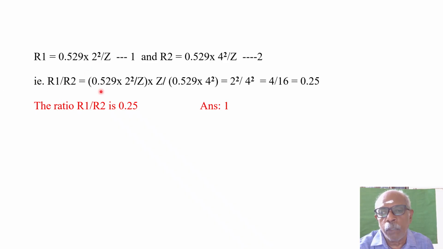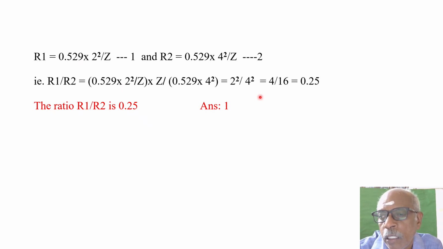What is R1? 0.529 into 2 square divided by Z. By R2, you have to inverse the expression. That is Z divided by 0.529 into 4 square. So Z in the numerator, Z in the denominator, they get cancelled. 0.529 is also in the numerator and the denominator. It will also get cancelled. So what remains last? 2 square by 4 square.